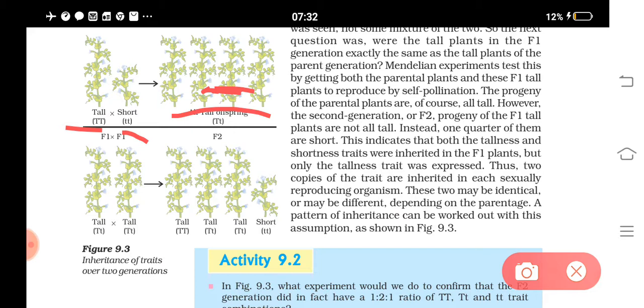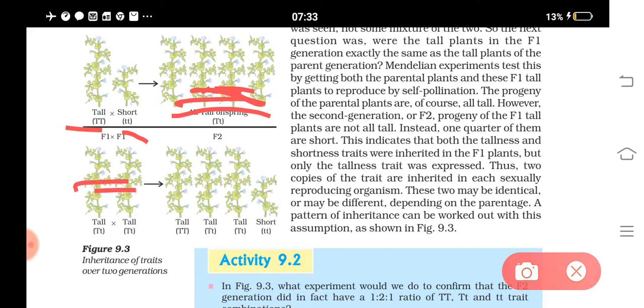So you see here, these are the parents. You can see the genotype, capital T and small t. I will explain that. So in the F1 generation, what do you mean by F1 generation? I have told you that the first generation formed by the hybridization of the two parents is called the F1 generation. So these are what? F1 generation. Understood? And in the next step, he self crossed the F1 plants.